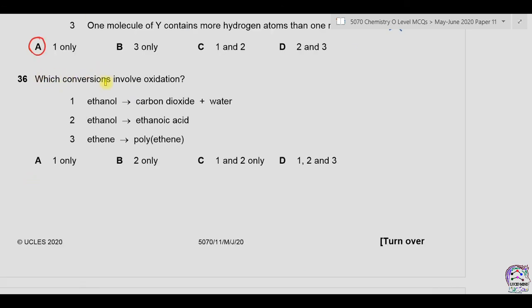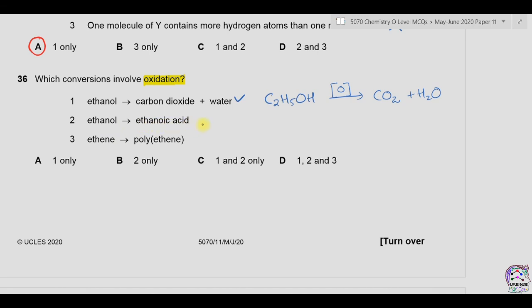Question 36. Which conversions involve oxidation? 1. Ethanol into carbon dioxide and water. Ethanol is C2H5OH, and when oxidized in the presence of KMnO4, it converts into carbon dioxide along with water molecules. So this is correct.